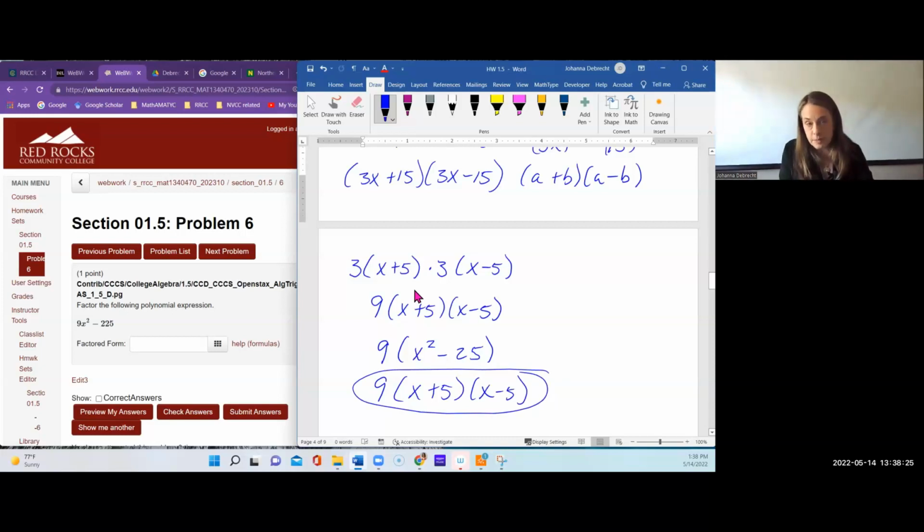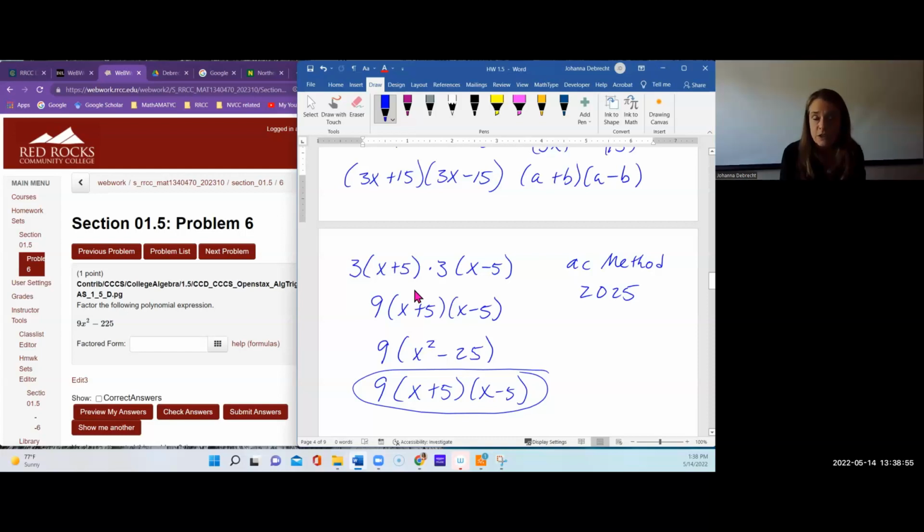Can you use the AC method on this one? Yes, you can. It would be 9 times 225, and it would be negative. And I'm going to have to do that one on the calculator because that's not a number I know. On the AC method, you would end up with the product 2025, which is whoppingly large, which means that this is not the greatest method on this one.